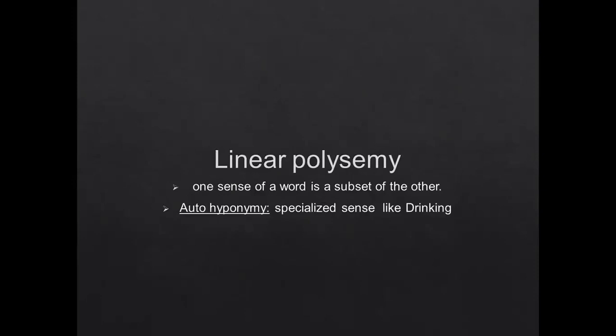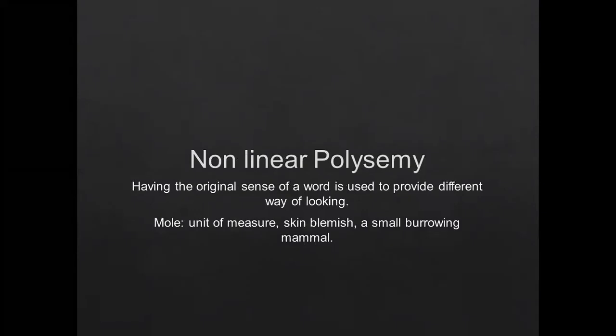Linear polysemy means the sense of a word is a subset of the other. It means a word which has a meaning but it has other meanings as well. For example, here is a specialized sense like drinking. For example, drinking water, drinking alcohol, or drinking juice. So next. Number two is non-linear polysemy. The original sense of the word is used to provide a different way of looking. For example, having one word but it has many other meanings as well.